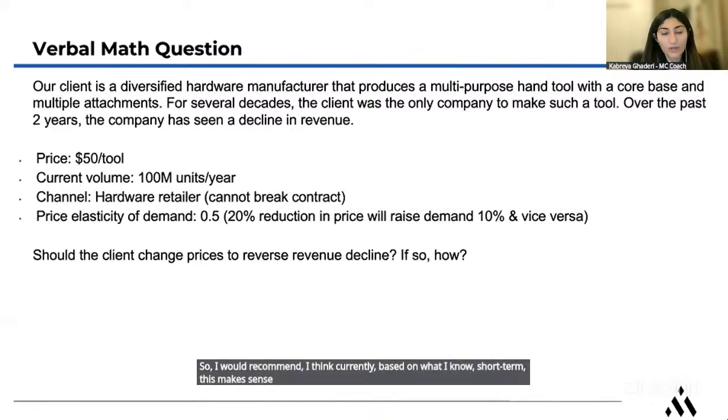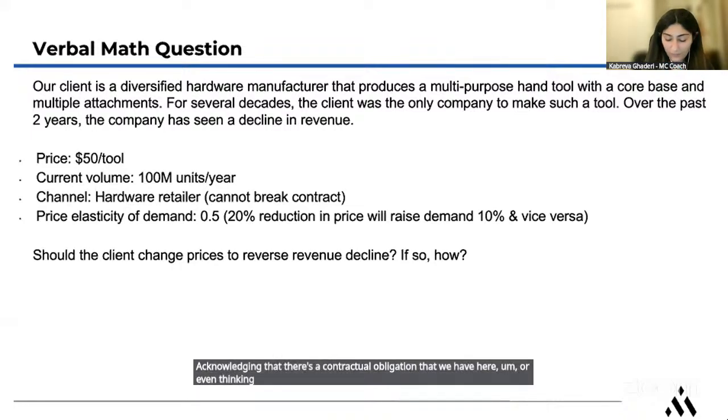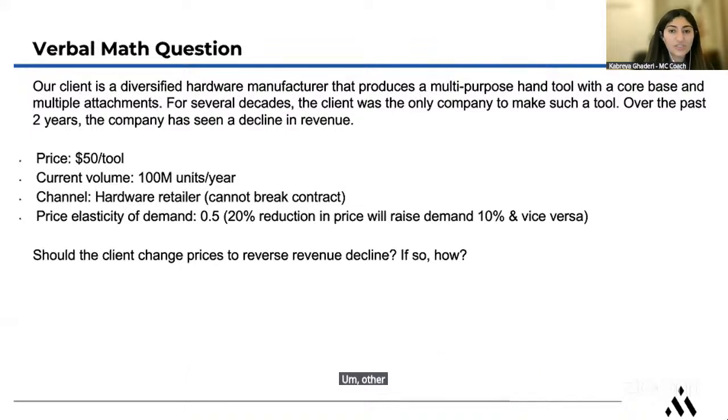So I would recommend, based on what I know, that short term this makes sense, but longer term I'd want to look at other strategies for us to bolster revenue, whether that be looking at other avenues that we can sell, acknowledging that there's a contractual obligation that we have here, or thinking about other ways that we can potentially increase spend with our other tools that we're producing.